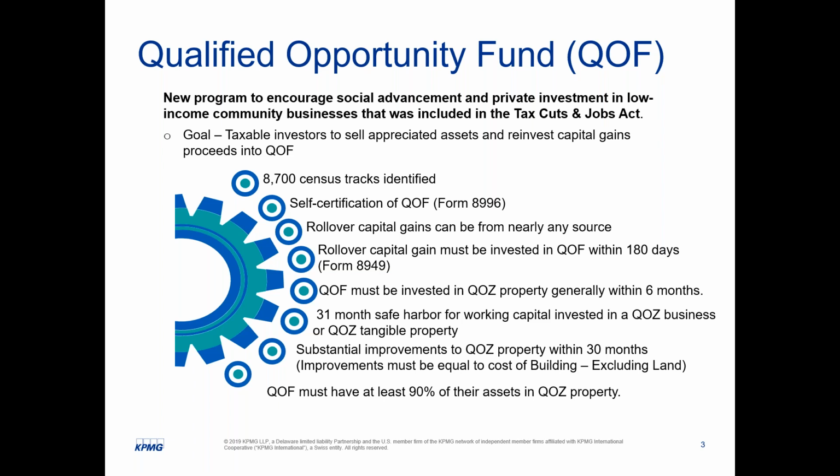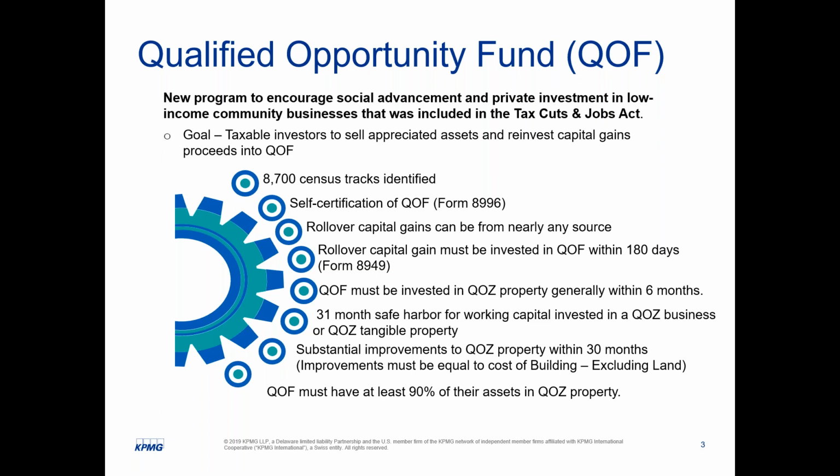And the way the program works is you're going to be able to roll over capital gains from nearly any source. So you can sell a piece of real estate, you could sell a business, you could sell art. As long as it creates a capital gain, you can take that capital gain and roll it into a fund within 180 days. Again, that fund can be virtually any type of taxable vehicle. You're going to make that designation on Form 8949. And then within 6 months, that fund must invest either in a business or property.